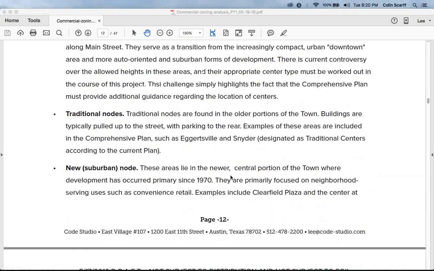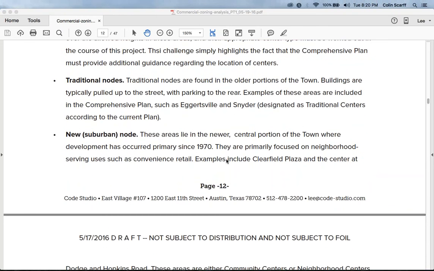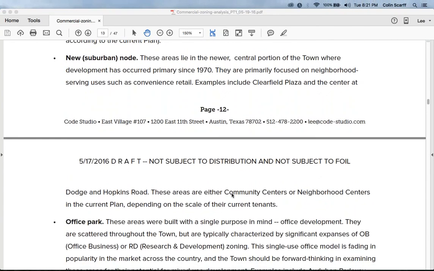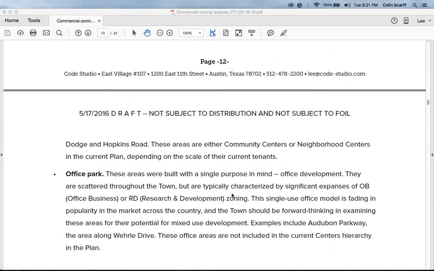Perfect places to look at. I know you'll be looking at some of the newer suburban nodes and the likelihood of redevelopment or infill development in those areas, like Clearfield Plaza, the center at Dodge and Hopkins. Finally, hopefully you'll glance at an office park as you go by and think a little bit about whether future office parks on that sort of single-use model should continue to exist, or whether we should start to encourage mixed-use development in some of those office park locations. So that's a series of ideas we hope you'll be looking for as you're traveling around on your site visit.